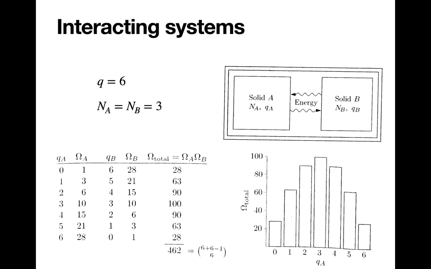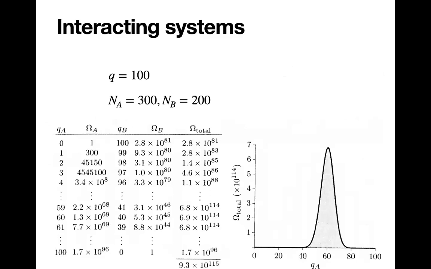Okay, so that may not be that impressive with those numbers, but let's kick it up a notch to 100 units of energy. Now here in the textbook I took this from, they decided to make the sizes uneven. So object A now has 300 oscillators, and object B only has 200. So A is just a bigger object, 50% bigger.